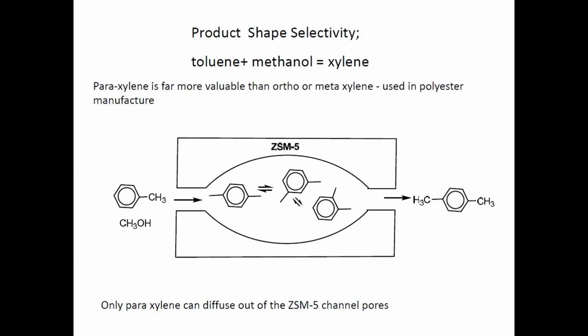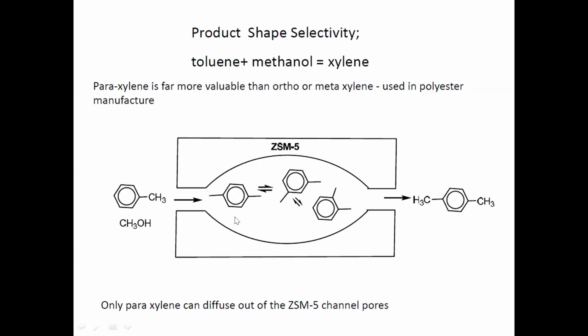So product selectivity, okay. One is based on the window size. There is no window size there, for example. Now ZSM5 is a class of zeolites. So this is another zeolite, ZSM5. Here we have these windows, and then we also have these cavities. Now paraxylene is far more valuable than ortho and metaxylene. It's very important because you make polymer using paraxylene.